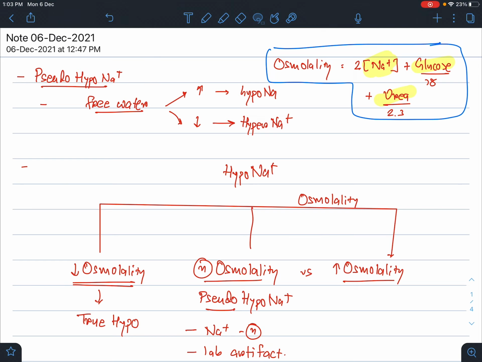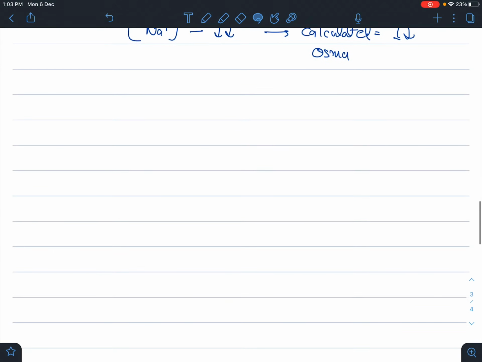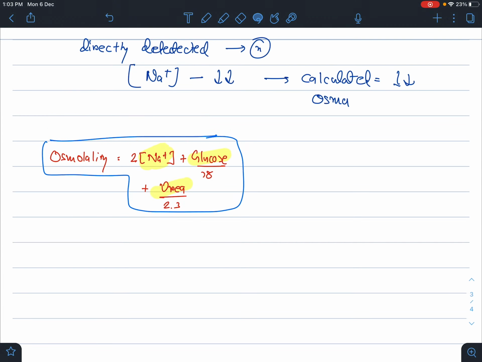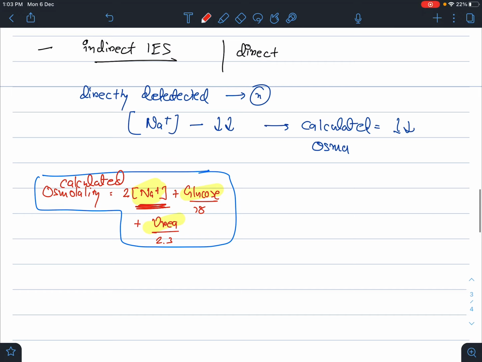Let's just copy it over here. Calculated osmolarity depends largely on sodium. It's not the actual osmolarity, it's the calculated osmolarity. So if we measure the sodium as low, the calculated osmolarity will also be low, but the directly detected osmolarity is normal. So the difference between them will tip you or hint you towards pseudohyponatremia.